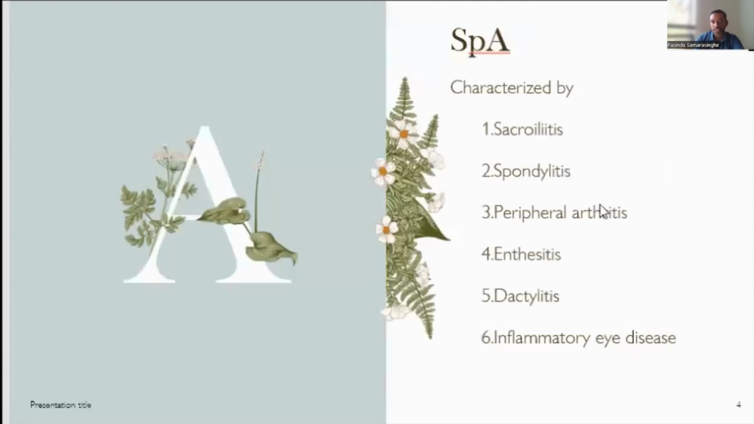So these are the features that this group of disorders are characterized by. They can have sacroiliitis. I will go through these features in detail in the coming slides. They have spondylitis, peripheral arthritis, enthesitis, dactylitis, and inflammatory itises.